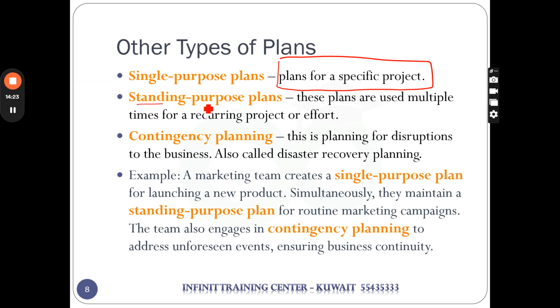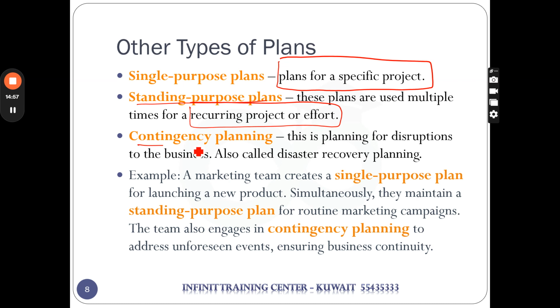Maybe you have standing purpose plans. These plans are used multiple times for a recurring project or effort. For example, you are a software company. Every time you go for a software development and implementation, you will have a plan for how it is going to start and how it is going to end. So this plan you will be using multiple times whenever you get a new project. So that's what standing purpose plans are.